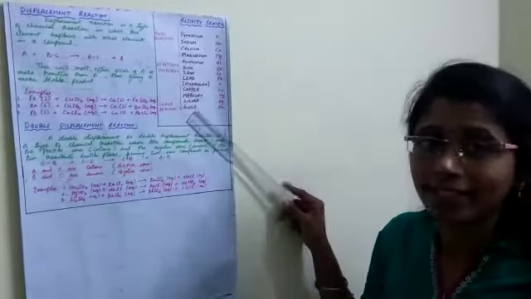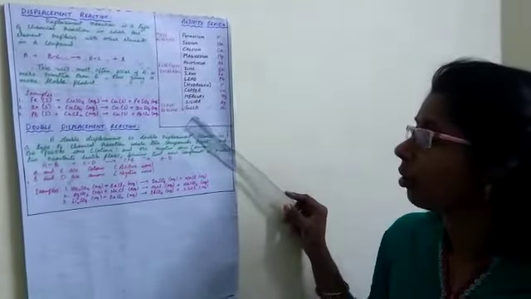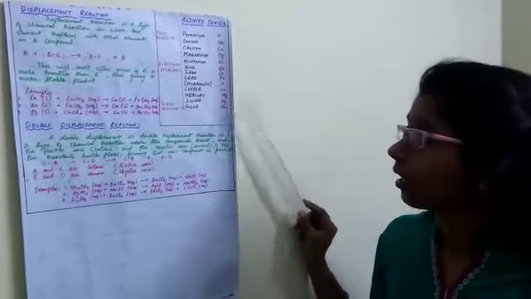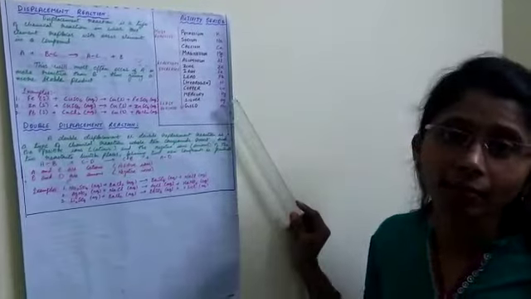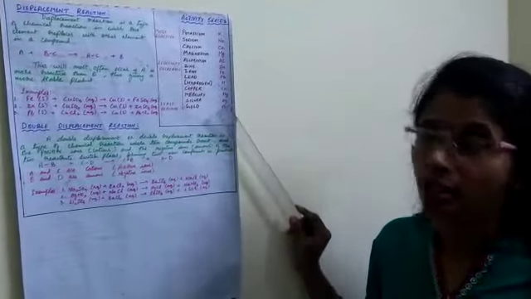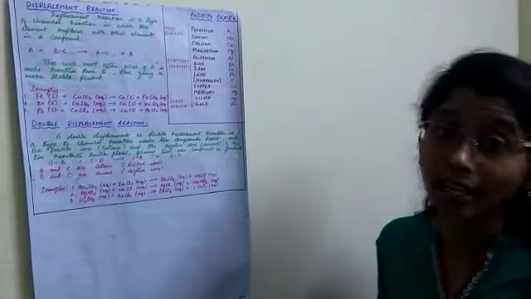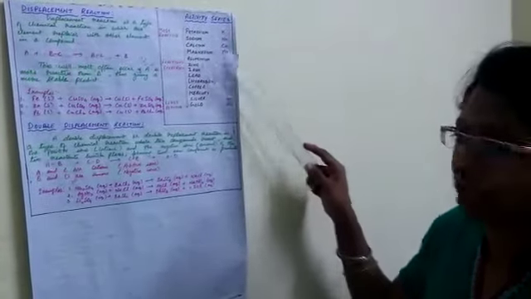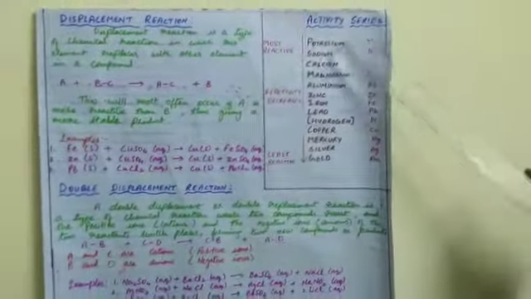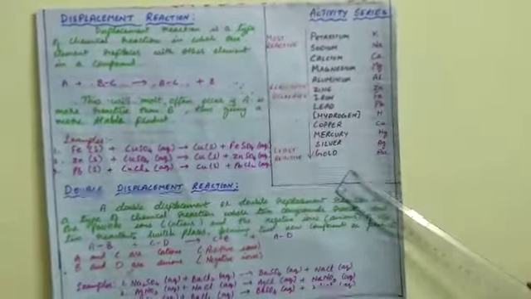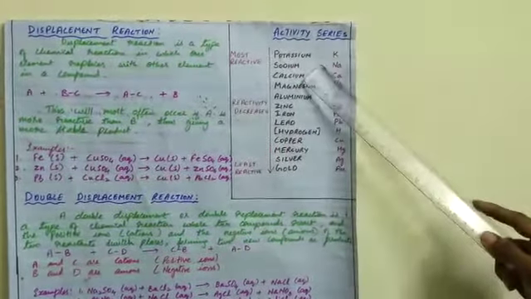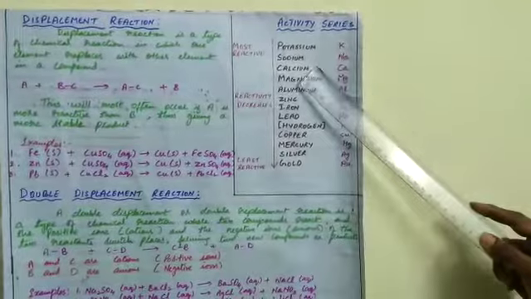Now coming to the last element, that is gold. Gold, its symbol is Au. It is the least reactive element in the reactivity series. So it is called the activity series, or you can say a reactivity series. Here you can observe potassium, sodium, calcium, magnesium. This is the decreasing order of reactivity. These topmost elements are the most reactive elements.